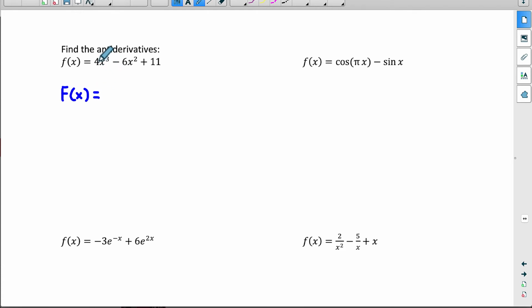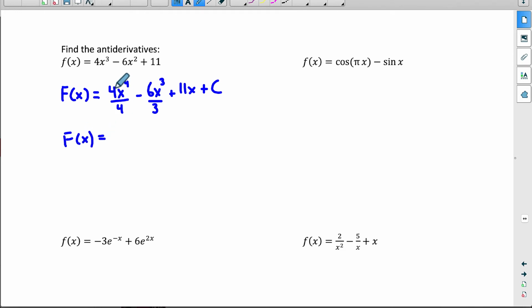Well, with this one, remember, what you're going to do is raise the exponent. So we still have our 4, we raise the exponent to 4, and that same number becomes our denominator. And we do the same thing here. We raise the exponent by 1, so it's now up to 3, and then we divide by that same number. And for the last one, if it's just a constant, it becomes 11x. Don't forget, we need to put plus c.